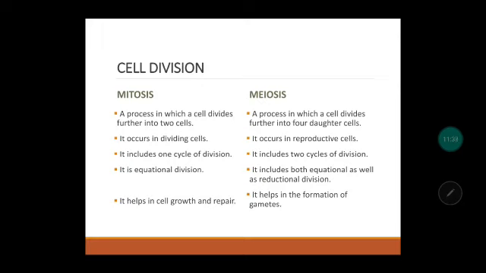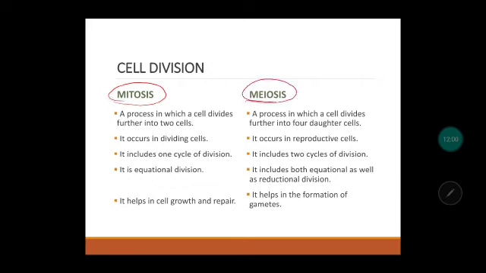Now the last topic of your chapter is cell division, but we will also discuss the plant and animal cell along with the differences and diagrams in the next lecture. So cell division, from the term itself, is when a cell divides and grows. That is basically cell division. There are two types of cell division, mitosis and meiosis.